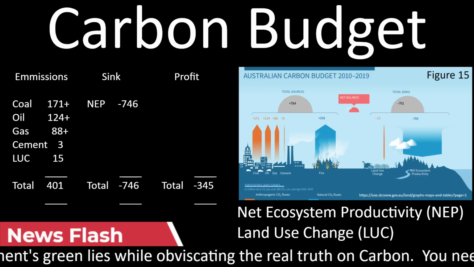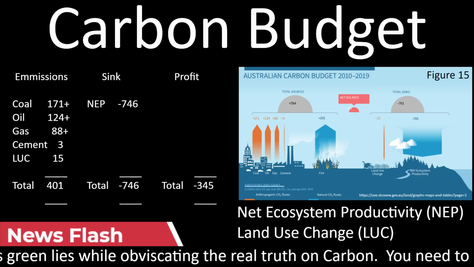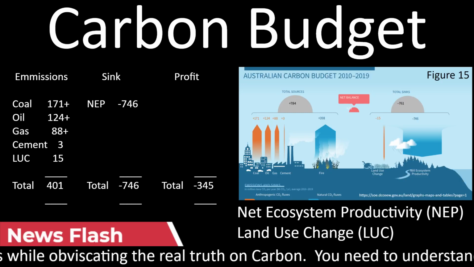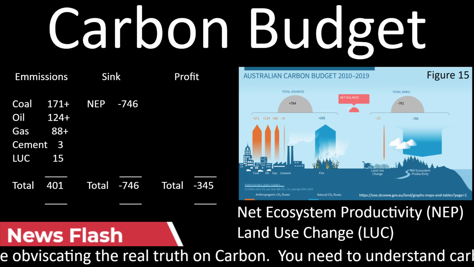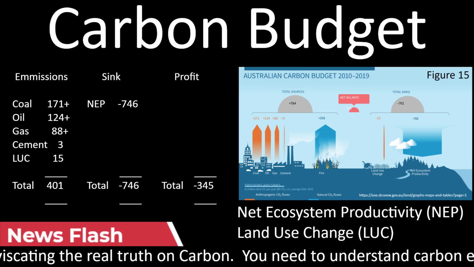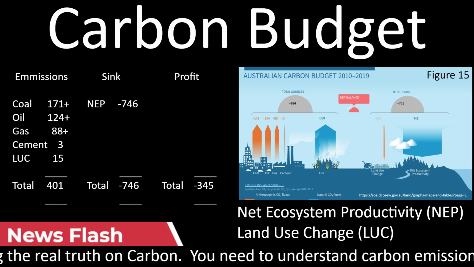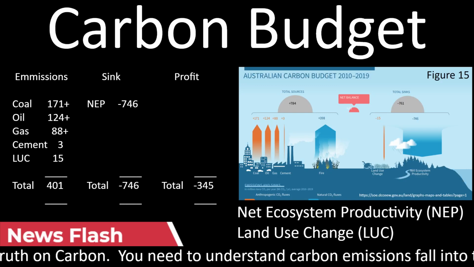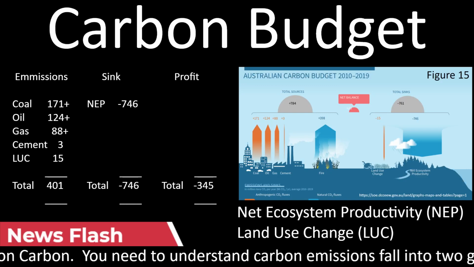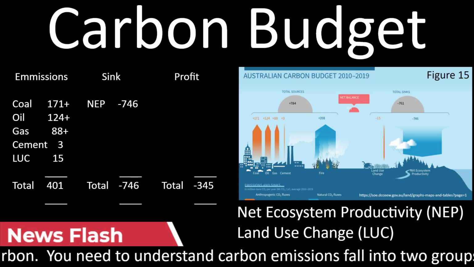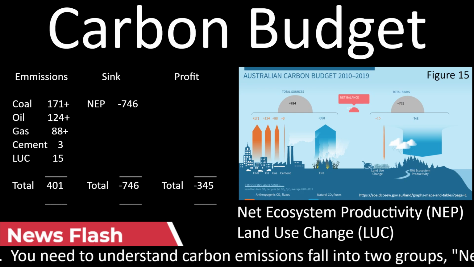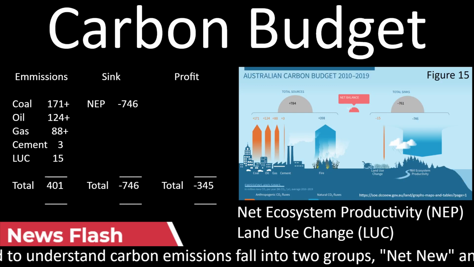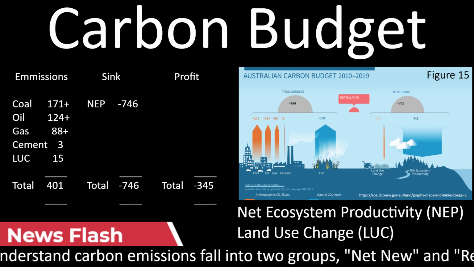Coal 171, oil 124, 88 for gas and 3 for cement. But then also land usage is 15. What I've done in the emissions tally on the screen, you can see emissions. Each one of those are listed, and then the total is 401. Do the math yourself. 401 million tons of CO2 per year net new.